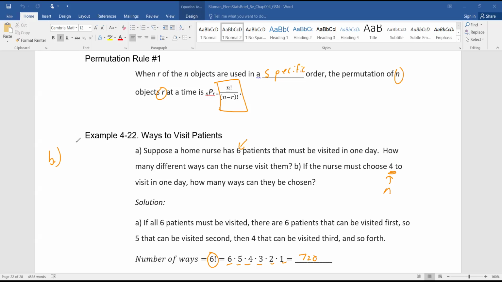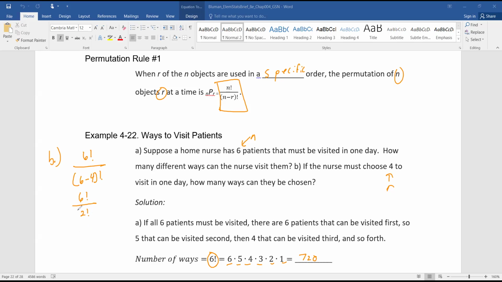I got that backwards. In your total sample, there's 6 in the sample, but I want to only choose 4. So this would be my R, this would be my N. So when I plug it in, I would get 6 factorial over 6 minus 4 factorial. So that ends up being 6 factorial over 2 factorial.